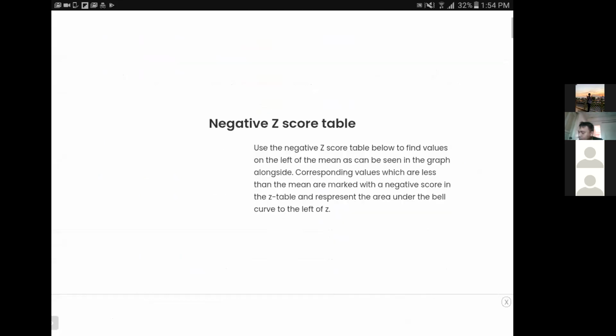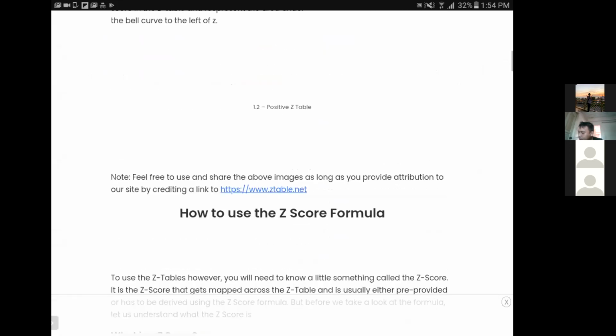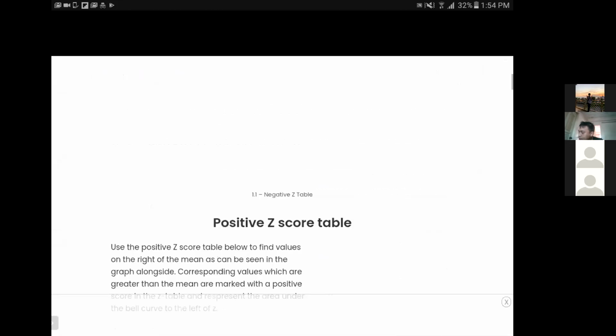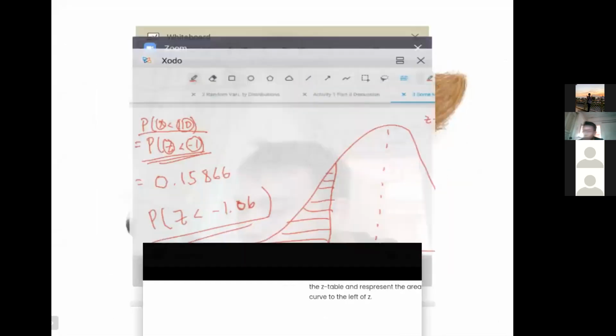Ayun, nag-lag. Sorry. Hayaan mo siya mag-load.